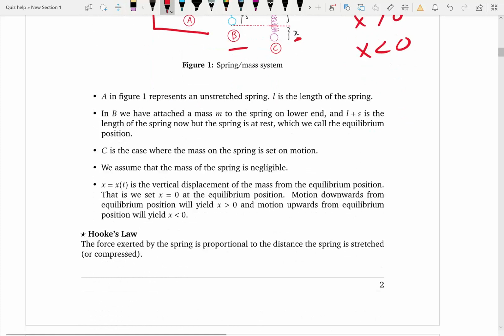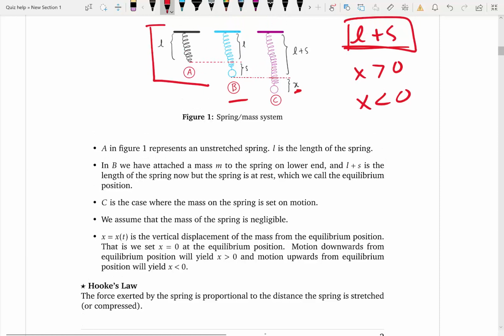Okay, the other thing is, well, the mass of the spring is of course negligible. So we have that assumption all the way. Now, what is the equilibrium position here in the system? In the physical sense, the equilibrium position is actually the instant that you attach the mass, or the L plus S is the equilibrium length, right, or the rest position.